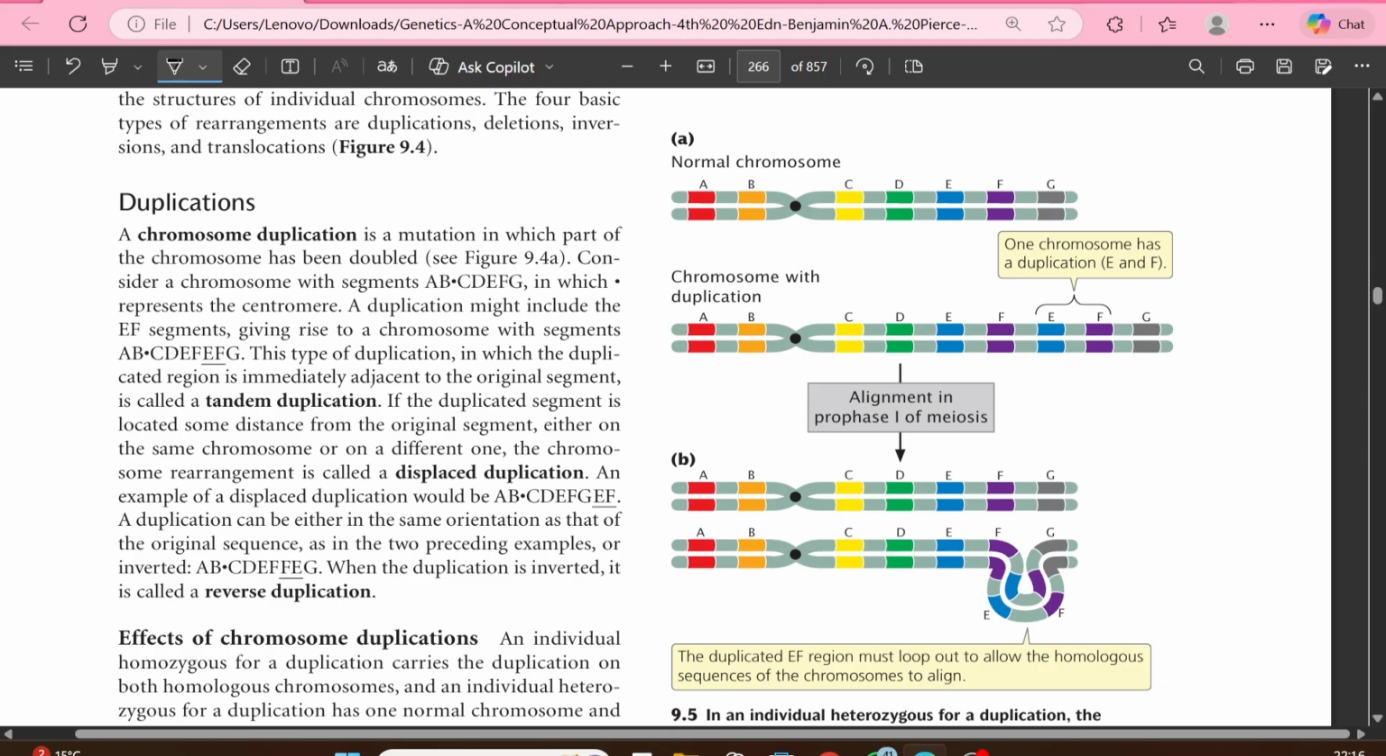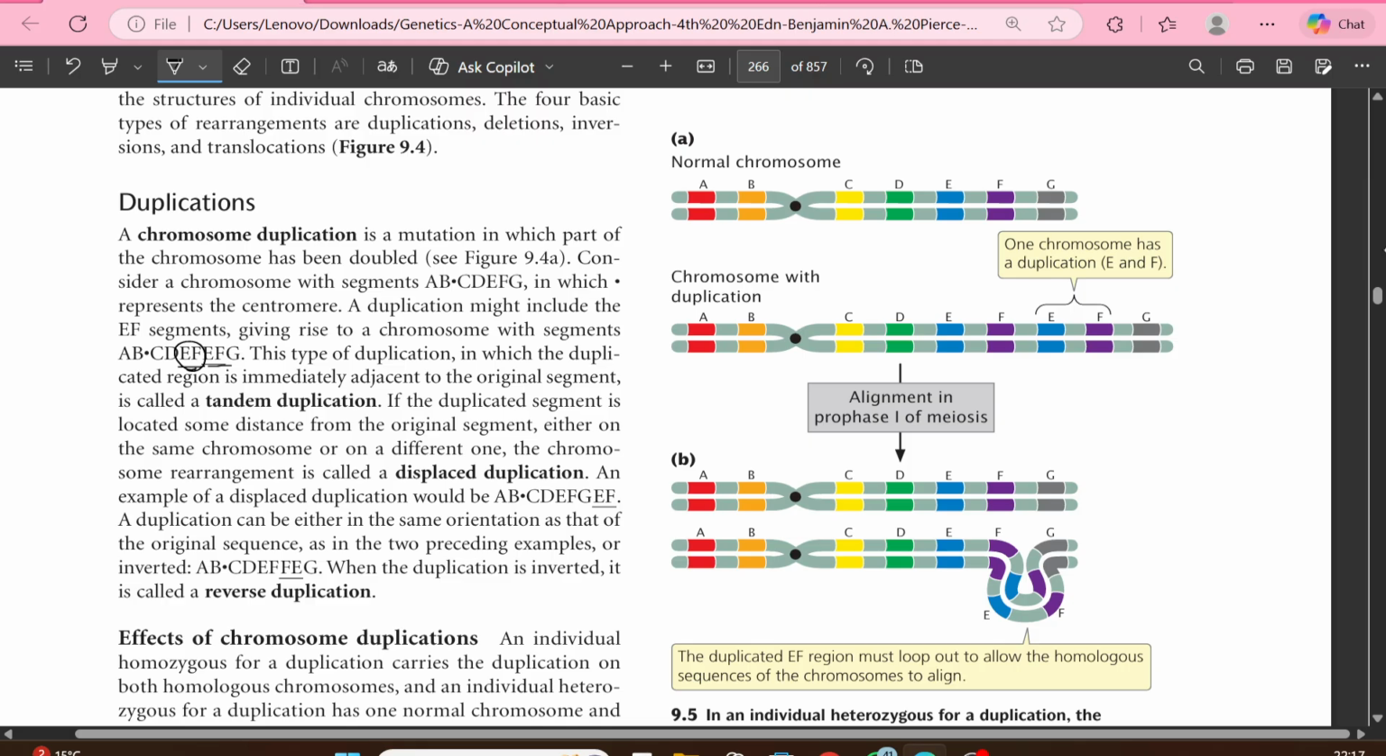So firstly we'll talk about the duplications. Now duplications are those wherein a part of a gene in the chromosome gets doubled. Now these duplications can be of three types. One of them being the tandem duplication, one of them being the displaced duplication, and one of them being the reverse duplication. In the tandem duplication, the duplicated segment of the chromosome will lie just next to the original segment. Suppose EF duplication has to occur, so the duplicated EF will just lie next to the original or the parent copy of that gene.